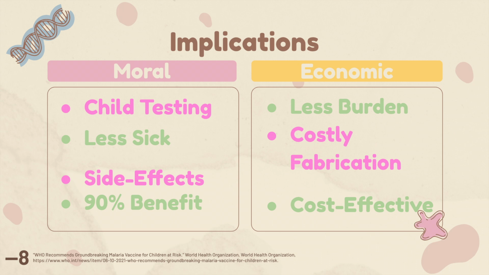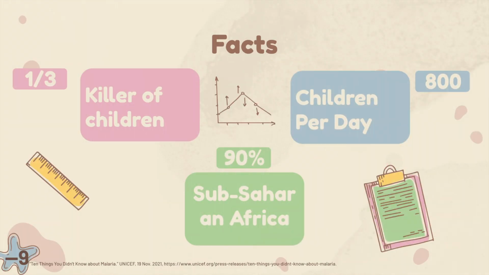On the positive side, with the creation of a vaccine, there are fewer sick children, and an estimated 90% of children benefit from at least bed nets or the malaria vaccine. Facts. Malaria is the 3rd largest killer of children between the ages of 1 month and 5 years. About 800 young lives are lost each day due to malaria, and an estimated 90% of malaria deaths occur in sub-Saharan Africa.